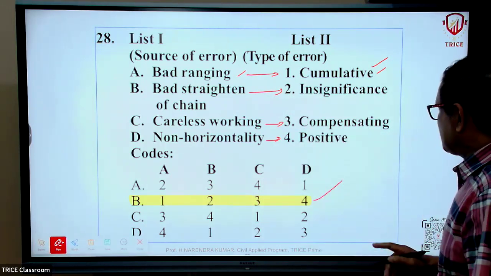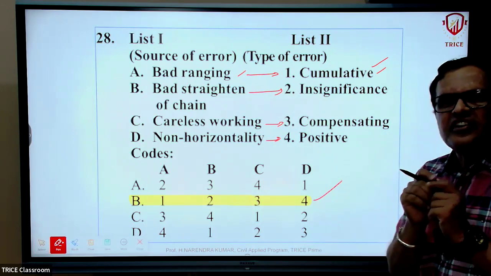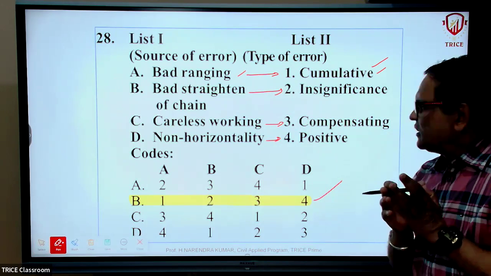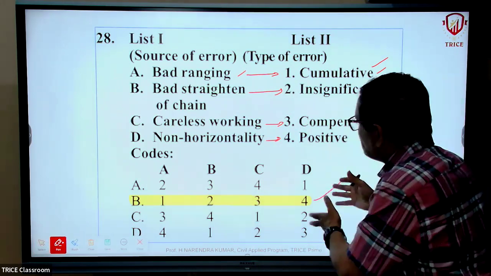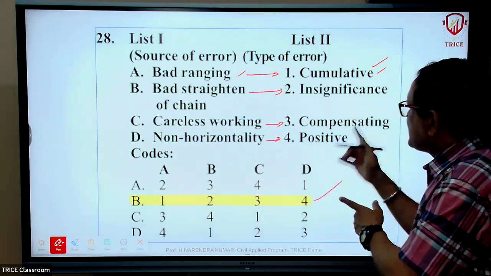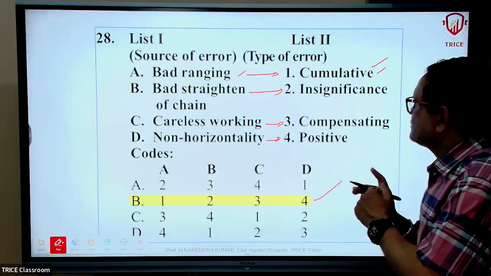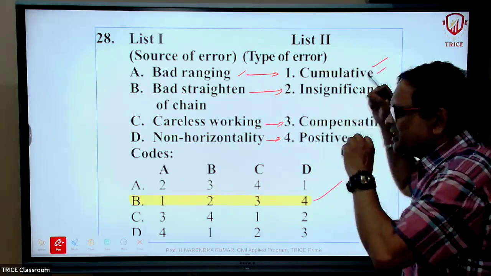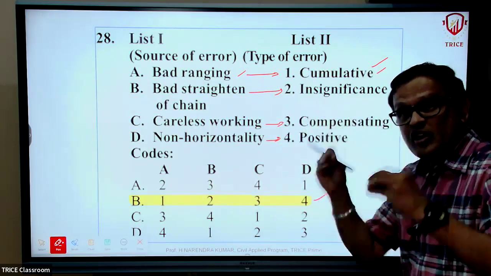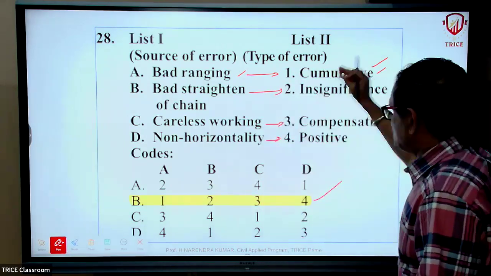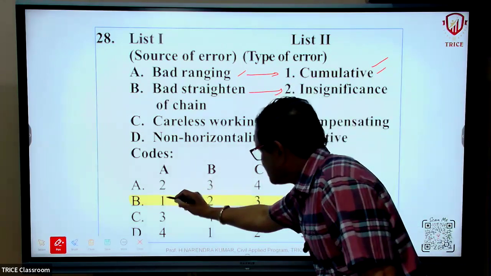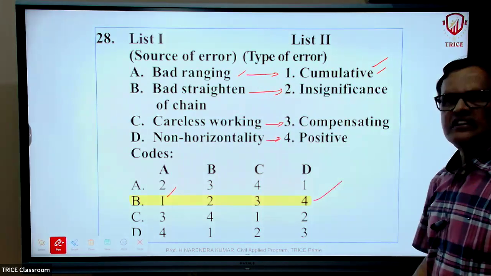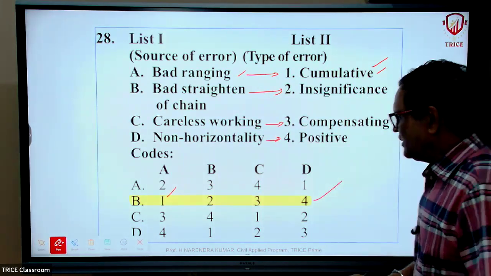Okay, my dear students. See, you must be very clever in answering confusing questions. Instead of wasting more time on this, if you get the right answer, take it. Don't worry about others, because here I am 100% sure or 200% sure that bad ranging is cumulative. So here one is already noted down. So it must be the B, the answer B, right?